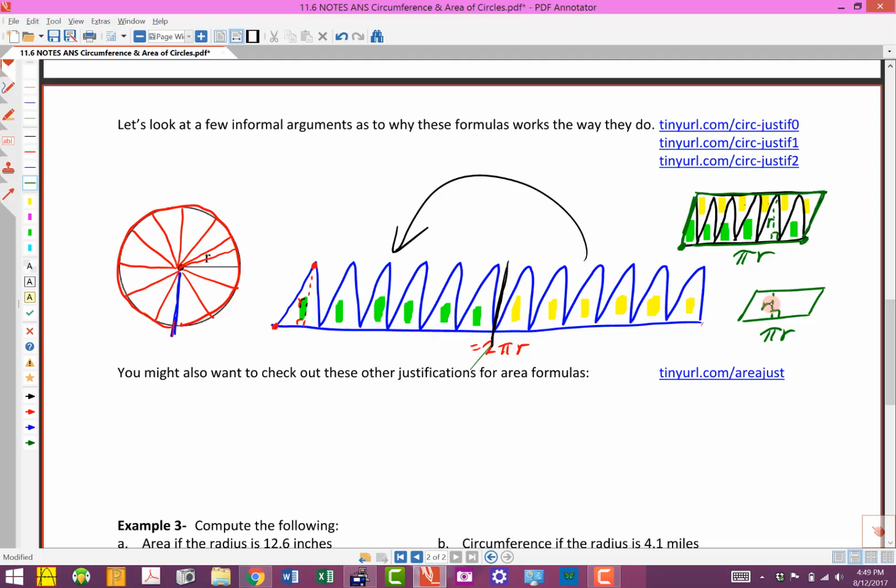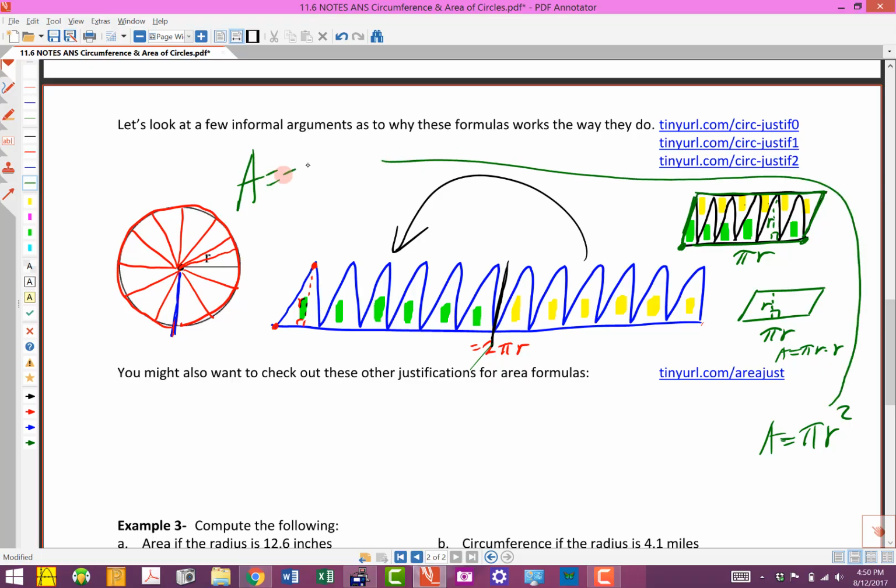So what would the formula for the area be? Well, it's going to be the base, which is pi r, times the height, which is r. If you multiply those together, you end up with area equals pi, and the easiest way to write r times r is just r squared. So I'm going to come back up here and write that. So the formula is pi r squared.